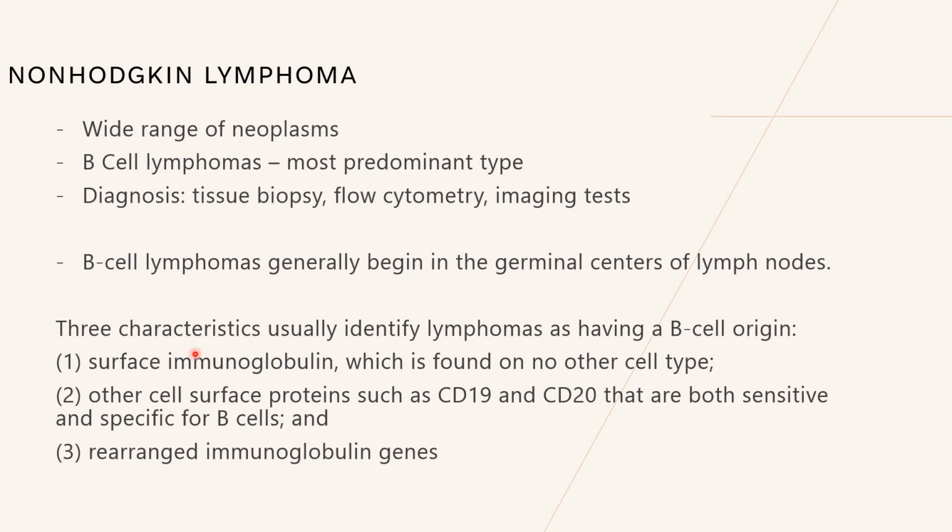For non-Hodgkin's lymphoma, it is composed of a wide range of neoplasms, and the most predominant type of lymphoma under this NHL are the B-cell lymphomas. So we have 3 characteristics that identify lymphomas as having B-cell origin. There should be presence of surface immunoglobulin. It can also contain CD19 and CD20, and there are rearranged immunoglobulin genes.